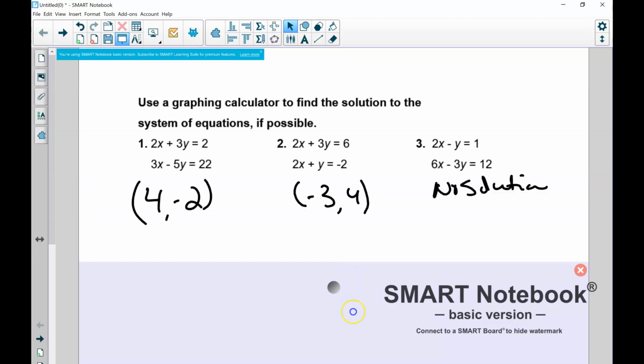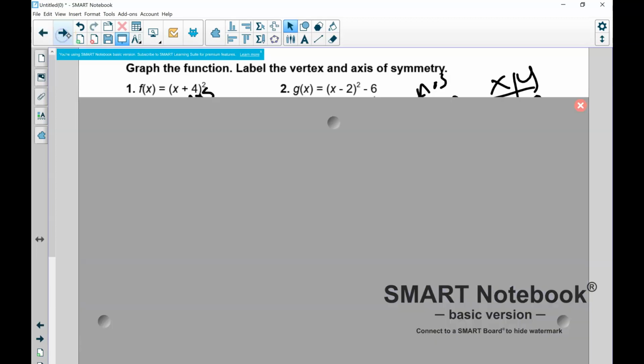So for the first warm-up, you should have gotten 4, -2, -3, 4, and no solution. Again, I'm going to check when I check your work that you have done these problems out. All right, and this one, graph the function, label the vertex and axis of symmetry. I use transformations to graph these.